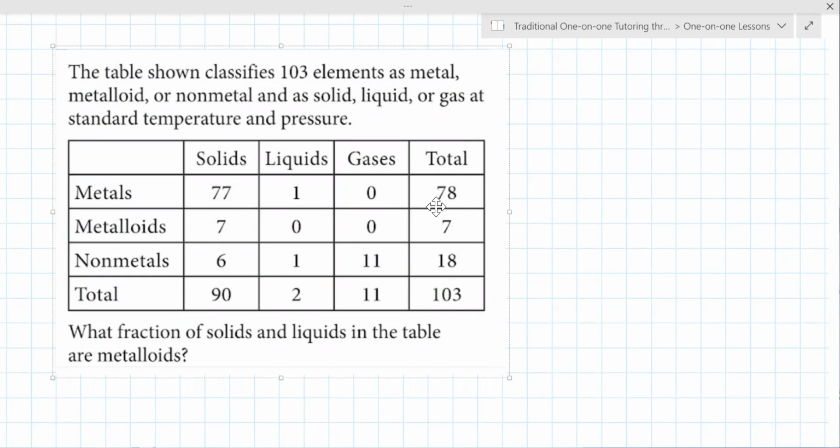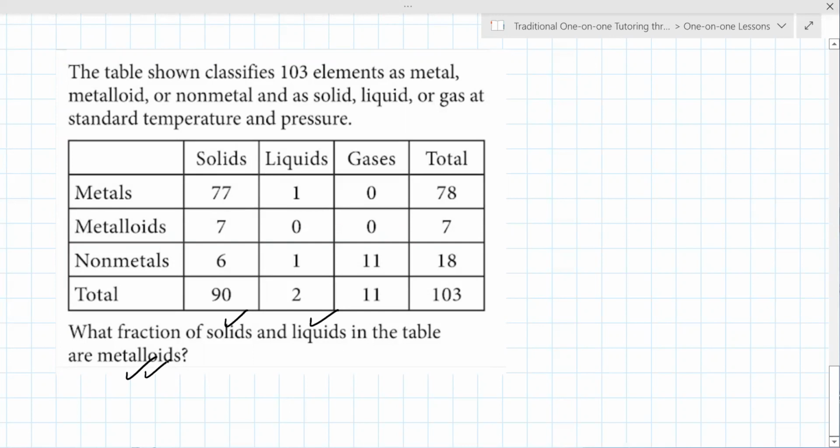The table shown classifies 103 elements as metal, metalloid, or non-metal, and as solid, liquid, or gas at standard temperature and pressure. What fraction of solids and liquids in the table are metalloids? So you're looking for the ones that are both solid and metalloid, liquid and metalloid.